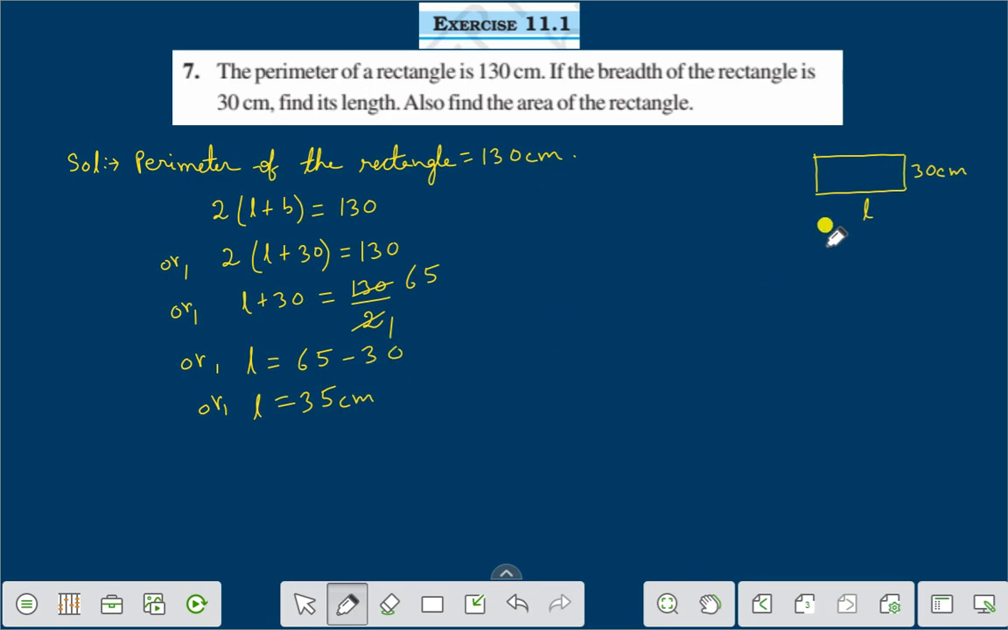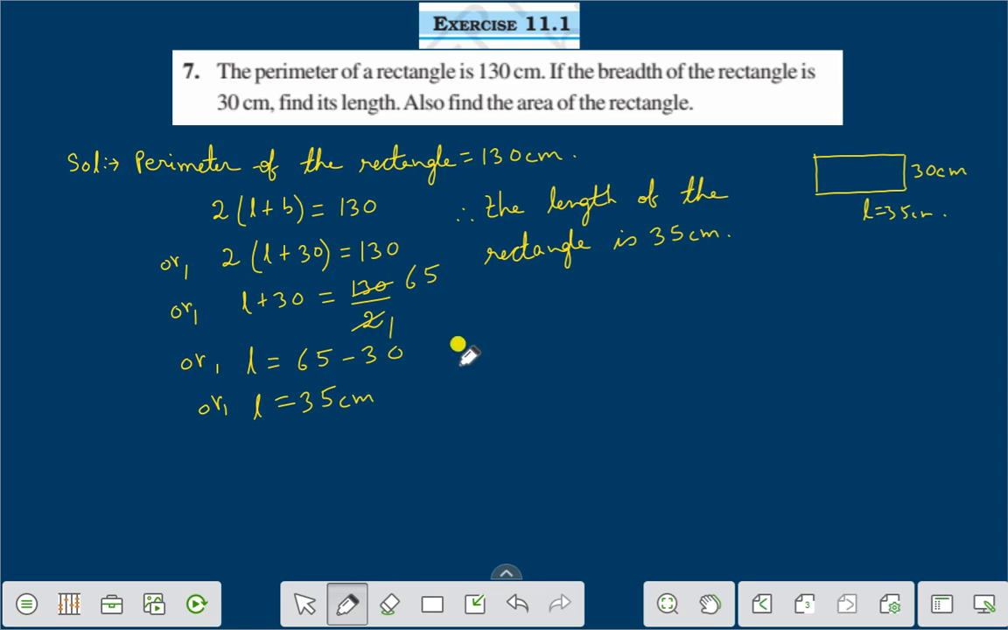Therefore, the length of the rectangle is 35 centimeter.